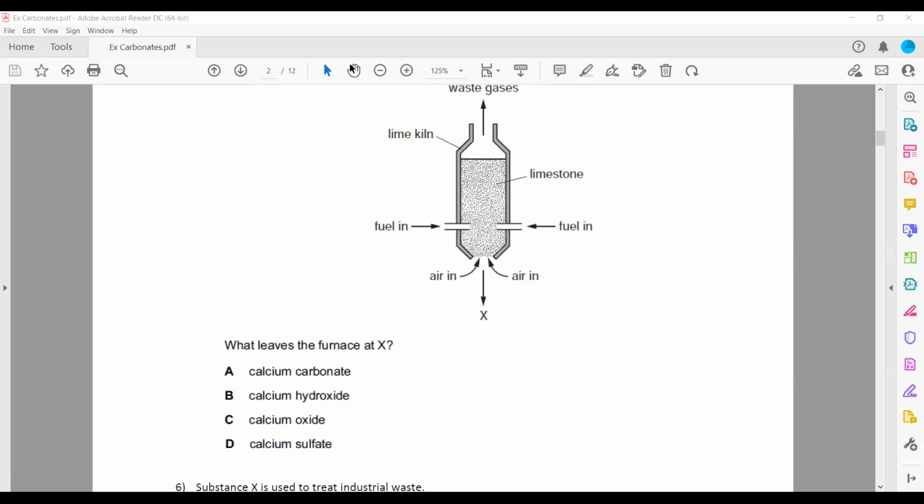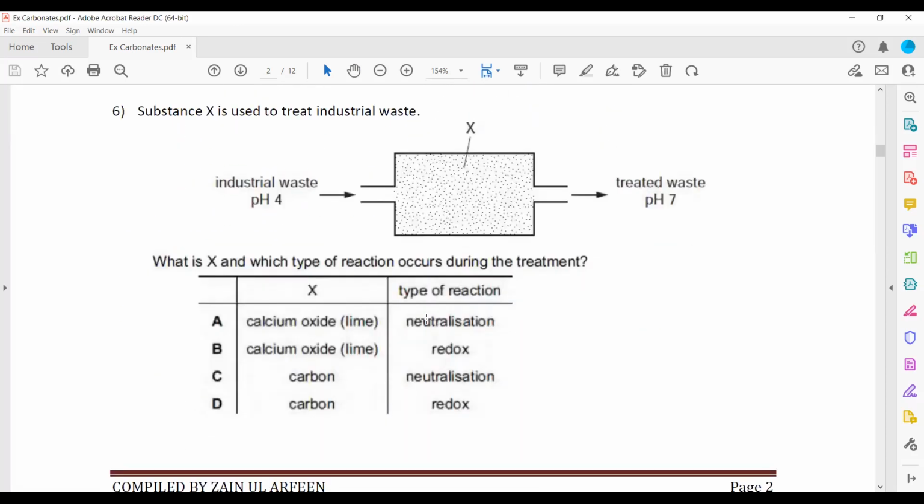So we burn the fuel. When we burn the fuel, the limestone will decompose into lime, calcium oxide, and carbon dioxide. Lime is a solid, so it will go out, and the carbon dioxide is a gas, so it will escape from the top. So the question is, what leaves the furnace at X? That is lime or calcium oxide. Because calcium oxide is a solid, due to the thermal decomposition of calcium carbonate it will leave from the bottom, and the carbon dioxide, which is a gas, escapes from the top of the furnace.